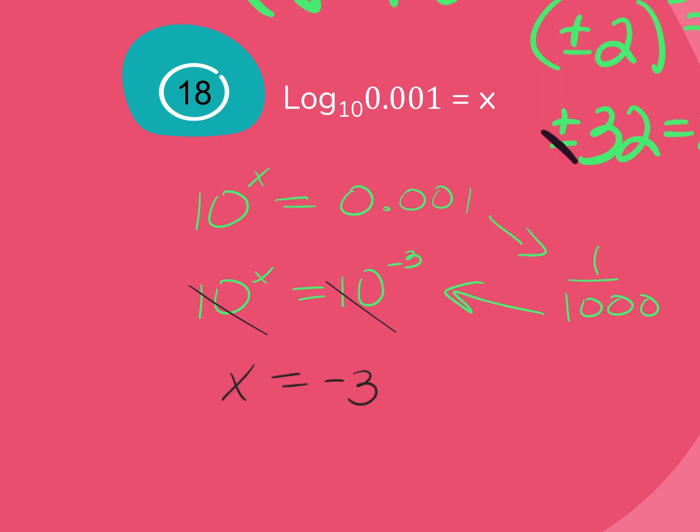So again, whenever your answer in the exponential form is going to be a fraction or a decimal, know that that exponent is going to be a negative number.